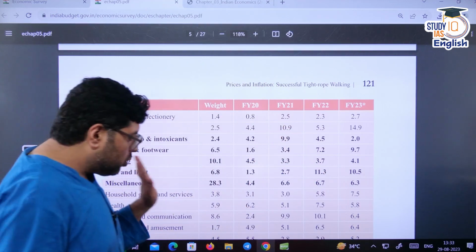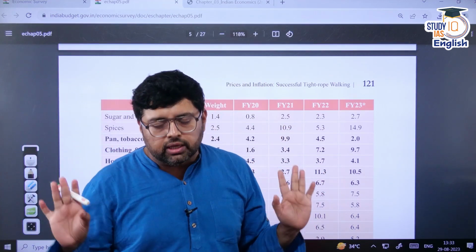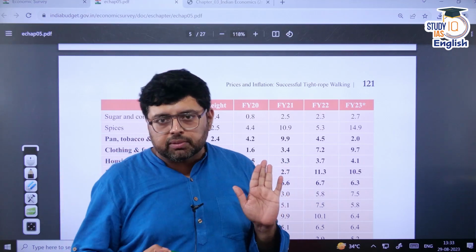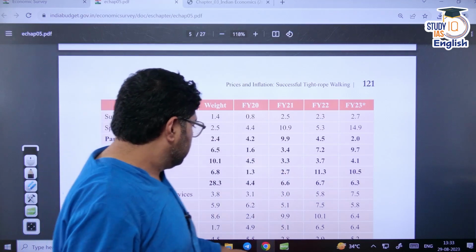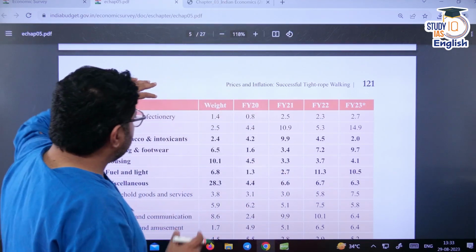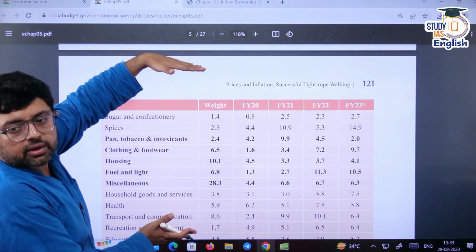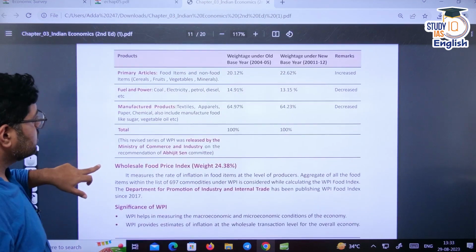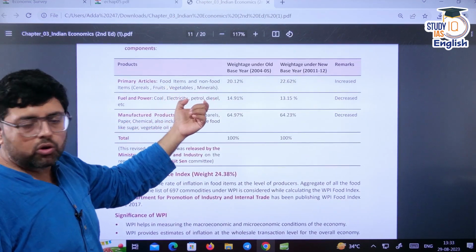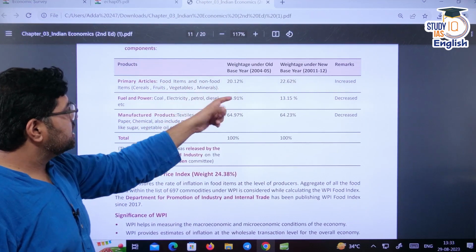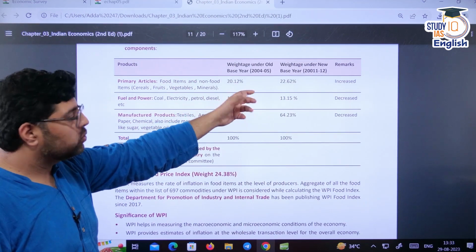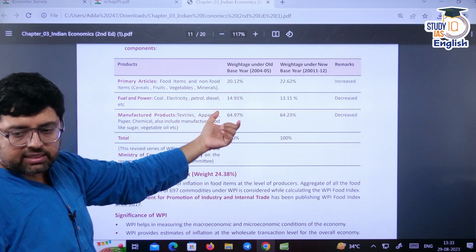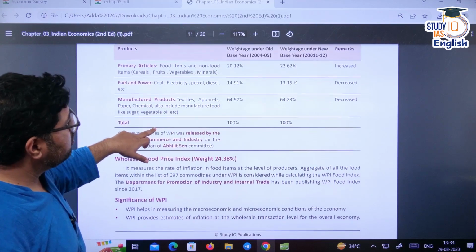So you know the order for this also. The percentages, no need to remember. I can tell you with surety that no one is going to ask you the percentage, so if you started mugging up the percentage, that is not required. Clear? This is what I have taken directly from your economic survey. The same has been covered in the Study IQ book also: primary article weightage 20.1%, so it is 20.12, then 14.9 for fuel and power, and manufactured 64.97, so 65.